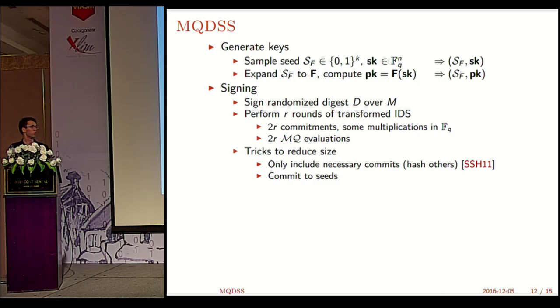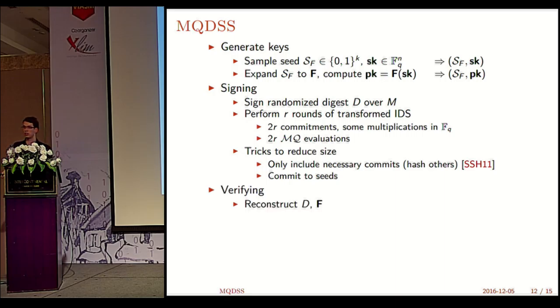And you can do this in a couple ways. A few of the tricks we pull is you only include the necessary commits. Basically, the verifier reconstructs one of the two commits, and the other one you would need to supply, but the one that the verifier is reconstructing anyway, you wouldn't need to make part of the signature. And you could commit the seeds. That's instead of committing to full sets of random data, you could commit to some seed that produces this random data and then later reveal the seed. For our parameters, that last trick didn't apply, but in general, it could work.